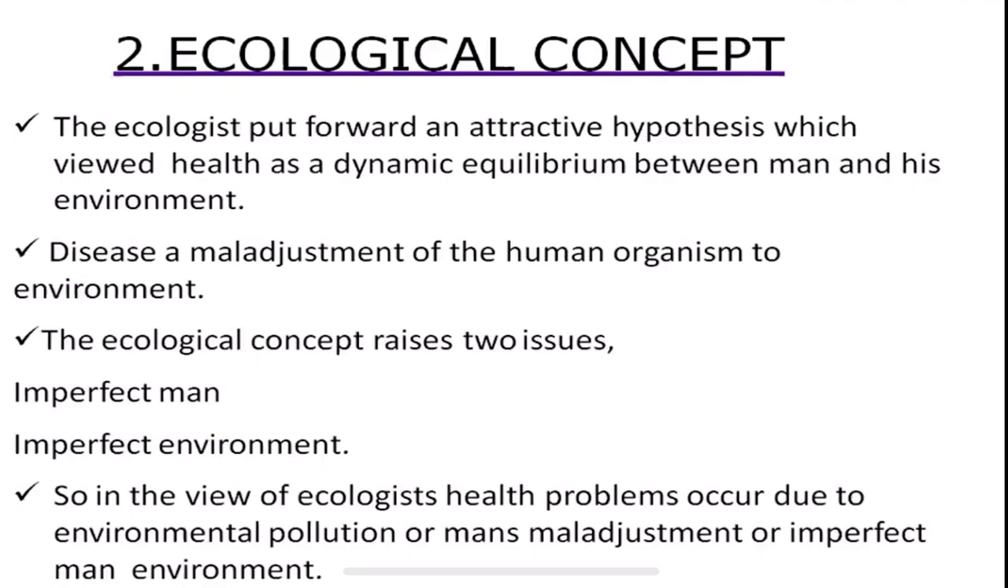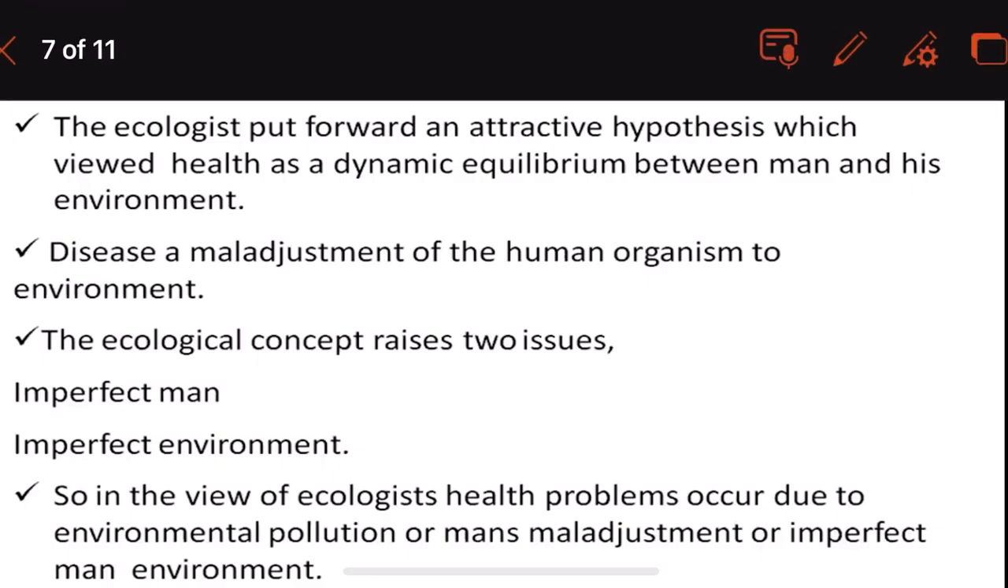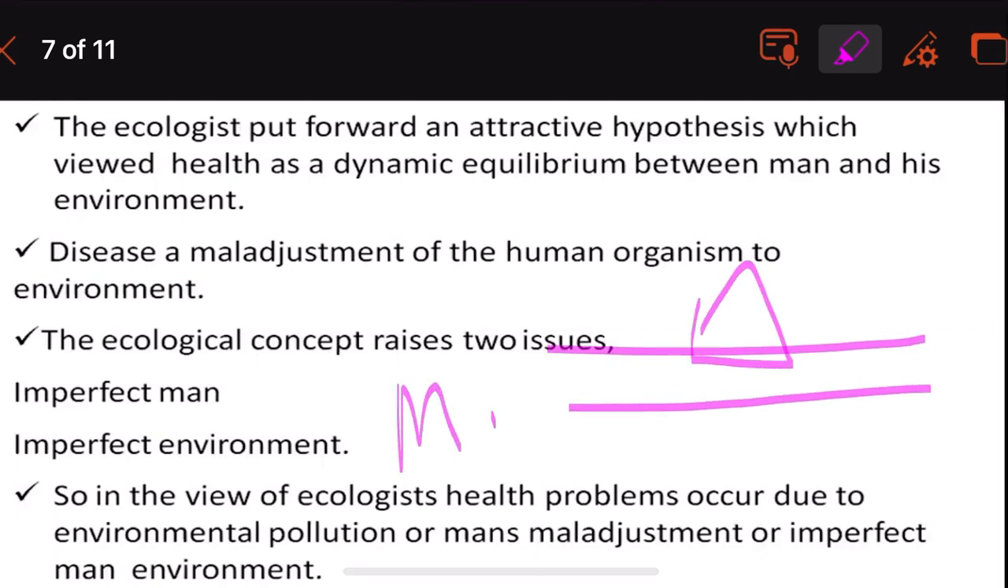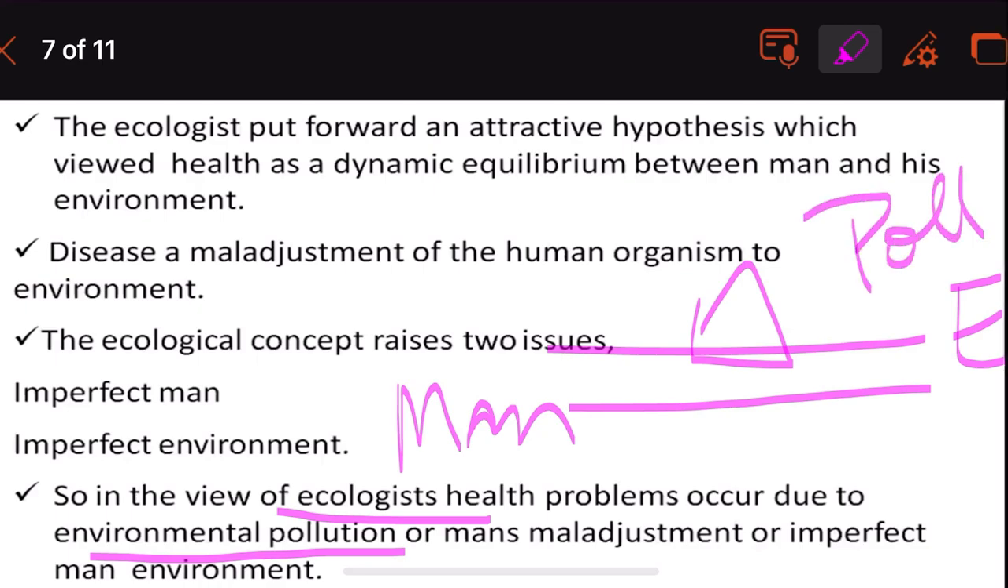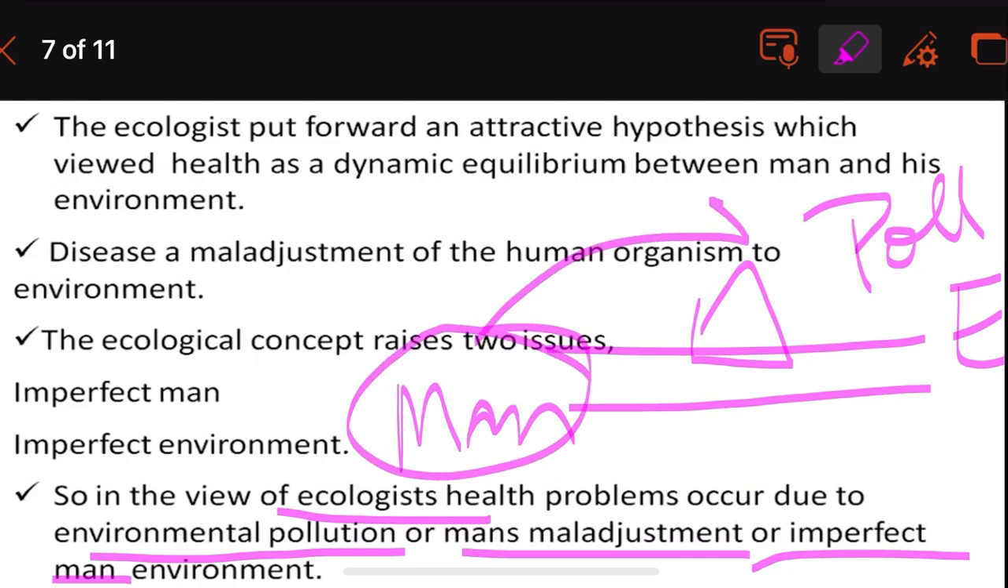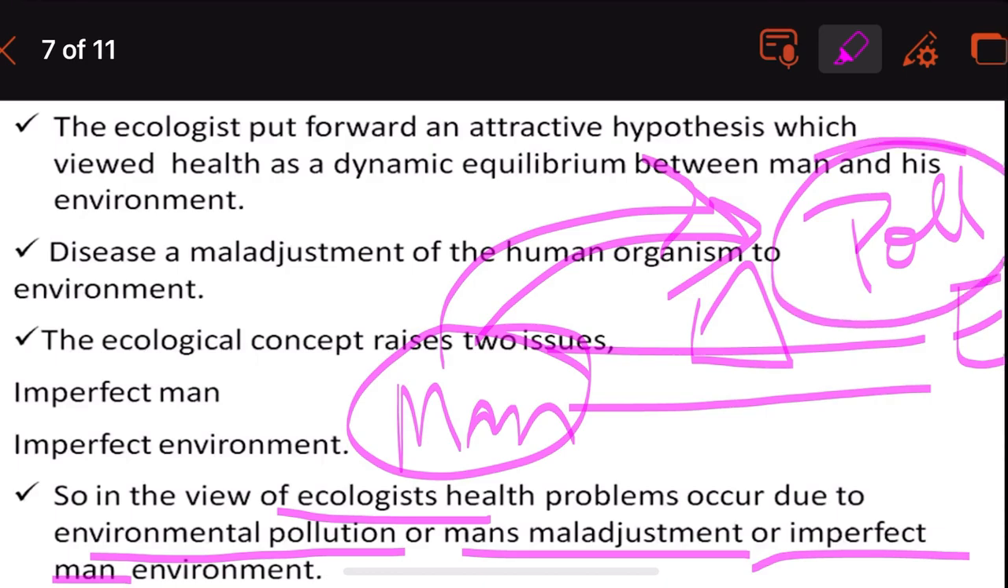was said by the ecological concept. The ecological concept is raising two issues. What are the two issues? That is the imperfect man and imperfect environment. So the whole concentration was based on man and environment. In the view of ecologists, health problems will occur due to environmental pollution. It is either because of the pollution of the environment, or because of an imperfect man's maladjustment to the environment. This imperfect environment is resulting in disease, was said by the ecological concept.